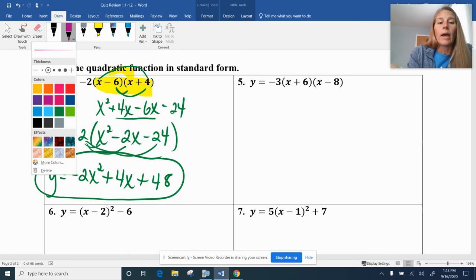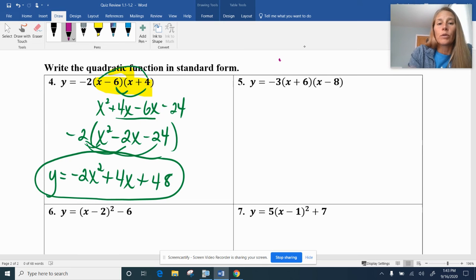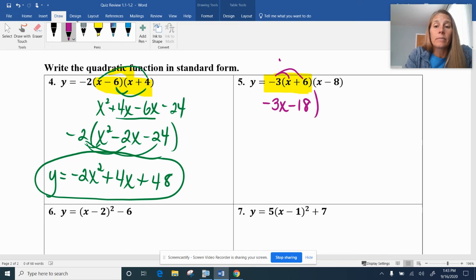Okay, so number 5, same concept there. So again, I'm going to start out, well, actually, you know what, this time I'm going to multiply these 2 first so you can see how it works out if I do it a different way. You could still do it the same way we did number 4 if you'd like. So if I do this one, I would have negative 3x and then minus 18. And then I would have to FOIL that to be x minus 8 or distribute.